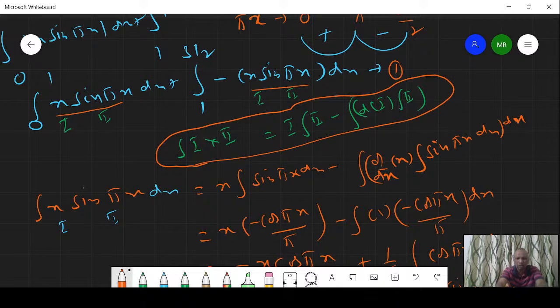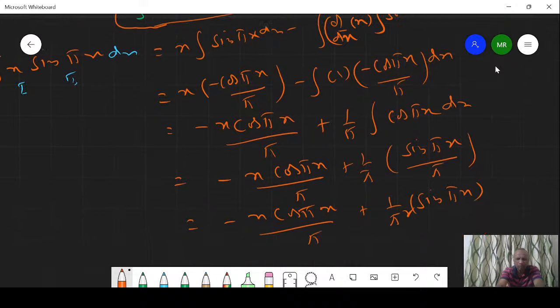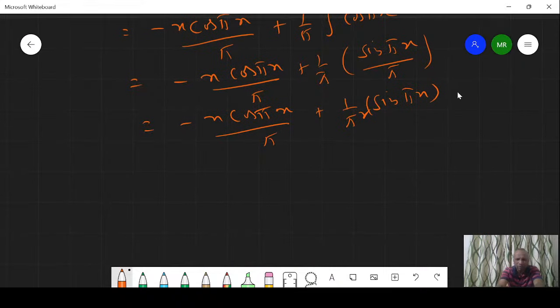I should consider from 1. So what will I write from 1? I can consider now from 1. I can write the integral from 0 to 1, this value I can write. So now I can apply the limits.